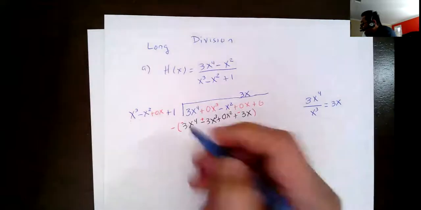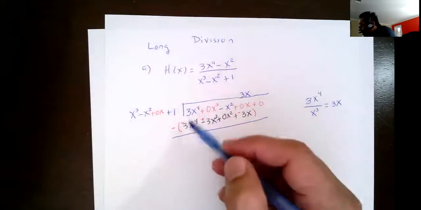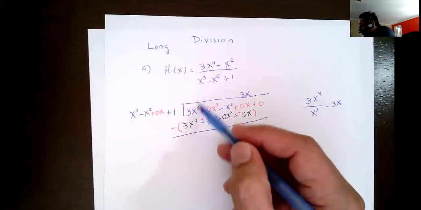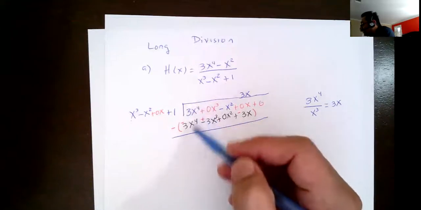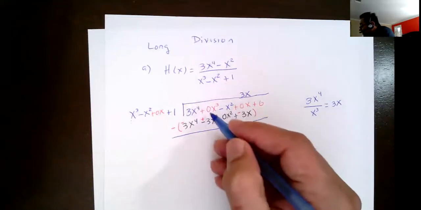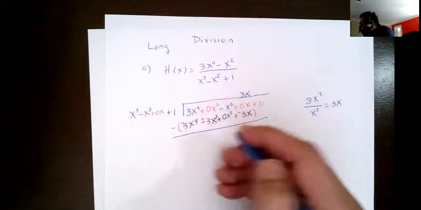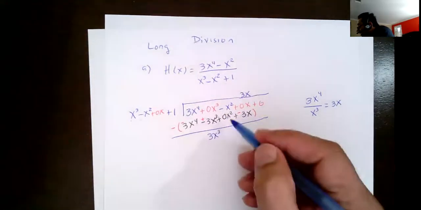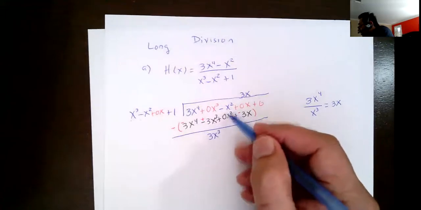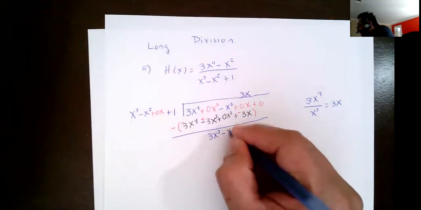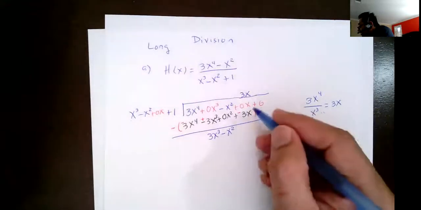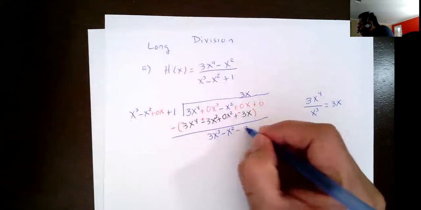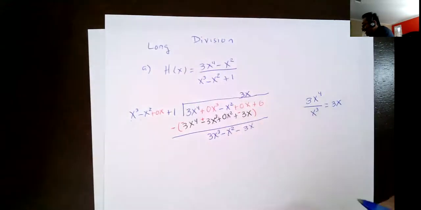And now I'm going to add these terms right here. 3x to the 4 minus 3x to the 4, these two cancel out. That's 0. This is 0 plus 3x cubed. This would be 3x cubed positive. Here, negative x squared plus 0, bring down the x squared. 0 minus 3x, bring down the negative 3x. Okay.